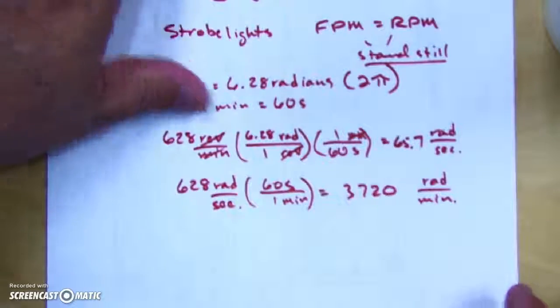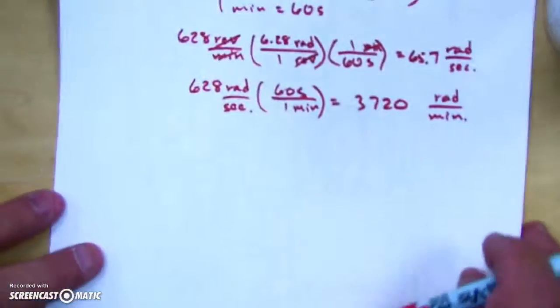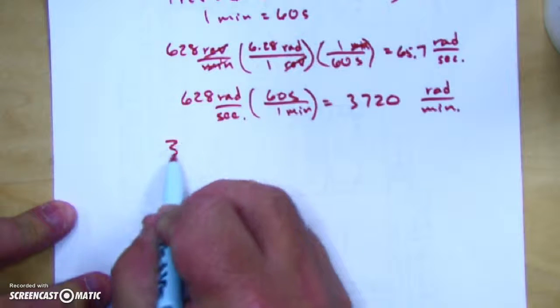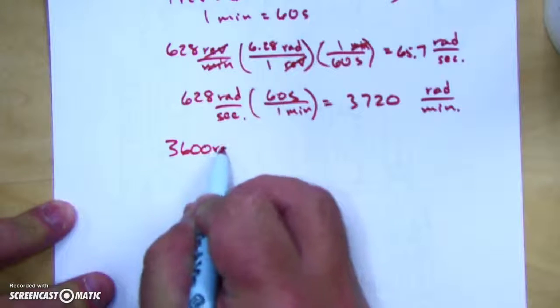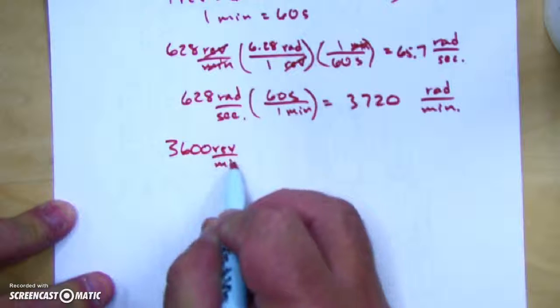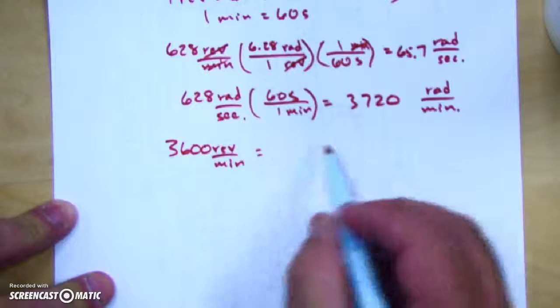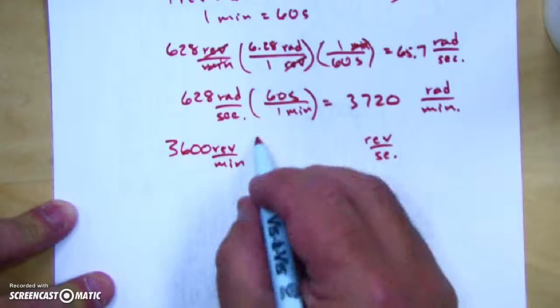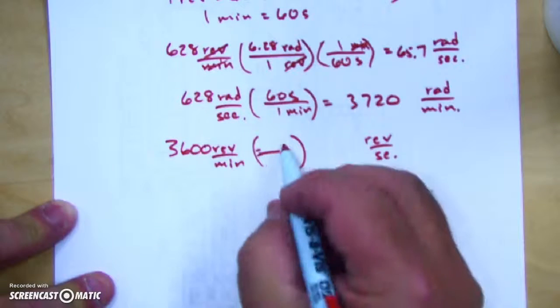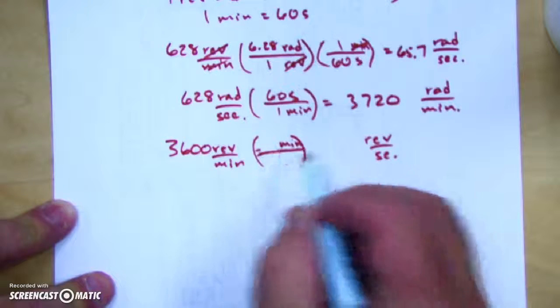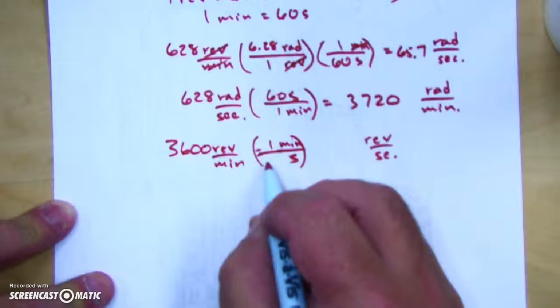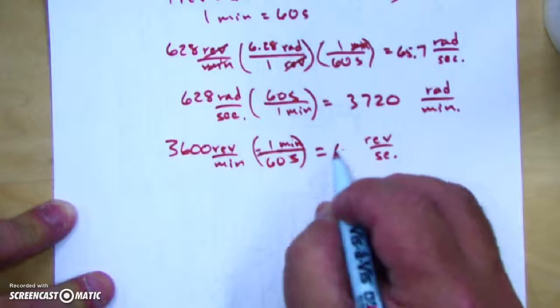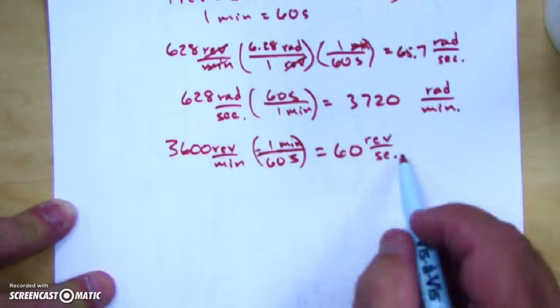One of the common things that we see all the time in the United States is this one, 3,600 revolutions per minute. Well, if I convert that to revolutions per second, what I get is this. I should have drawn an equal sign there. I want minutes on the top. I want seconds on the bottom. 1 minute is 60 seconds. I'm going to get 60 revolutions per second.